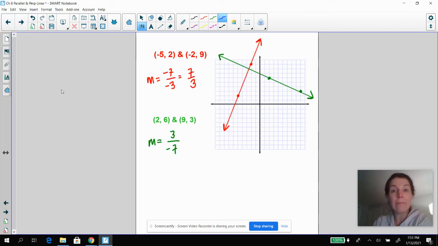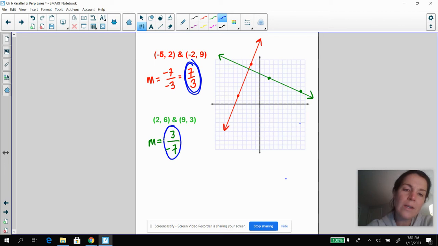So here's what I got. The slope of the red line was still 7/3, but the slope of the green line was 3/-7, or -3/7. Remember, it doesn't matter where your negative is as long as there's only one of them.